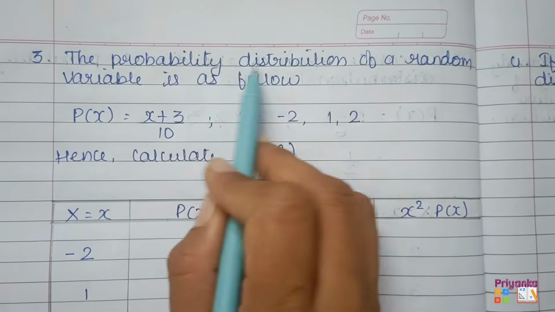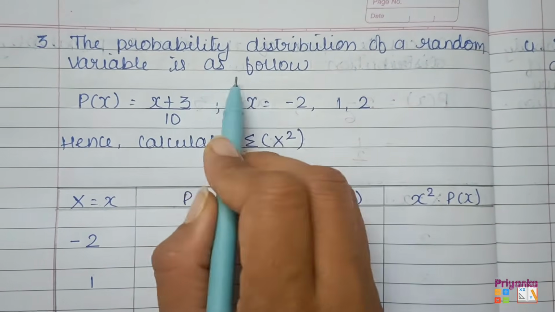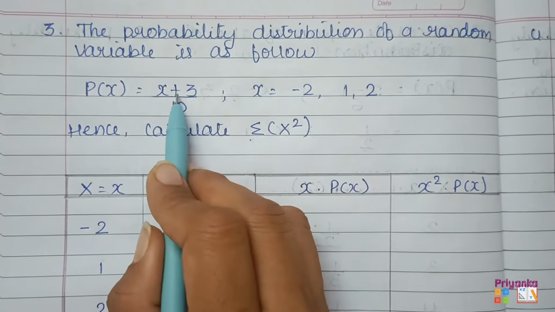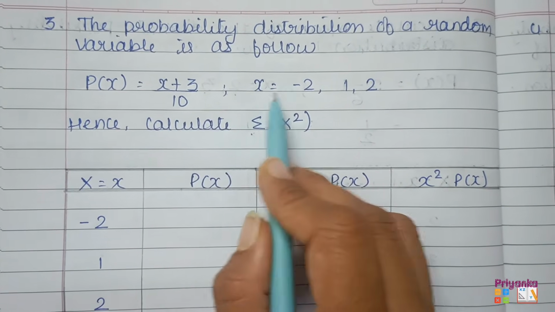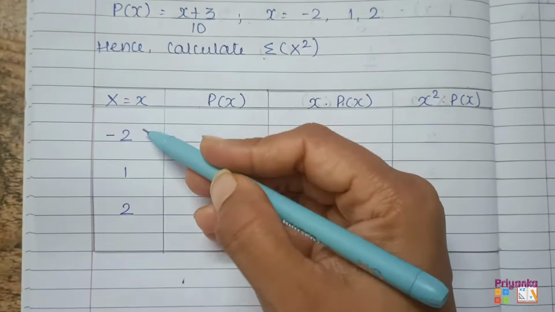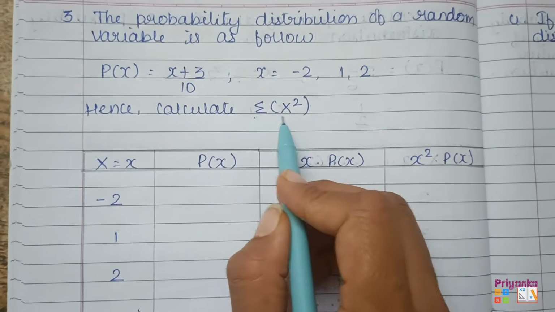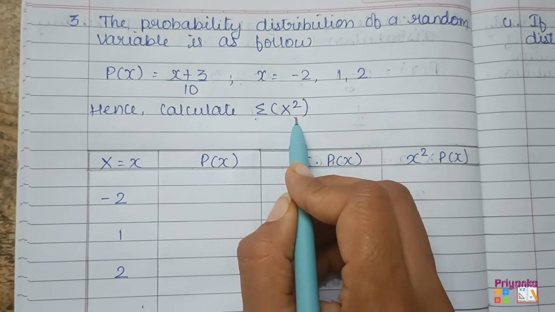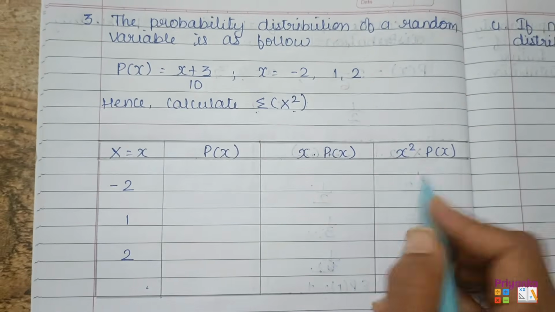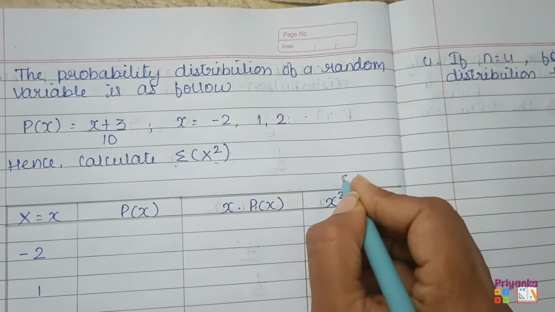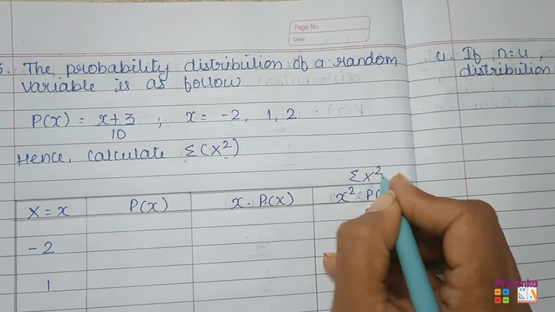Next, the probability distribution of the random variable is as follows. P of x, where the equation is given and the x values are -2, 1 and 2. Here you can see I have already kept it in tabular form. Hence calculate sigma square, this is the variance we remember. If you remember, for the variance we used to find out. So this has to be solved.